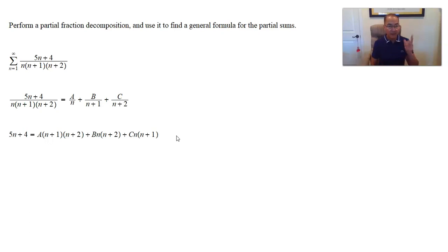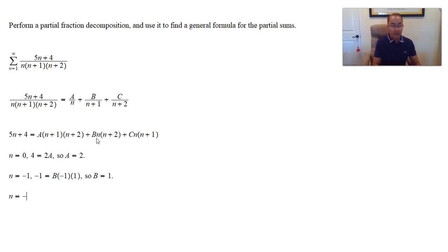Okay, so we have three nice numbers that we can plug in. Let's start with 0. So we'll get 4 equals, the survivors are this, so 1 times 2, 2A, and the rest are 0. So A equals 2. Okay, so now n equals negative 1. So we get negative 5 plus 4 equals negative 1. And on the right side, this one survives: B times negative 1 times negative 1 plus 2, which is positive 1. Okay, so negative 1 on both sides, so B equals positive 1.